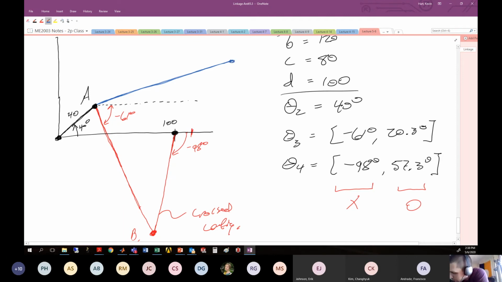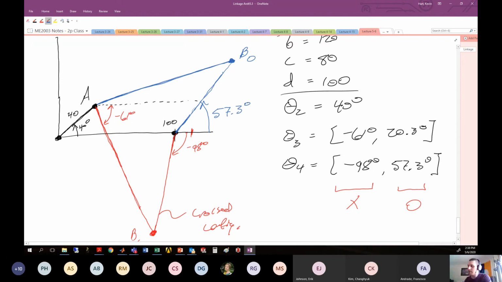And here we have point B in the open configuration. Finally, completing the circuit, we've got the final link coming out from this point. It's of length C, which is 80 millimeters, and it's coming off at an angle of theta 4, which is 57.3 degrees. So here is our final link in the chain of our open configuration, where this angle is 57.3 degrees.